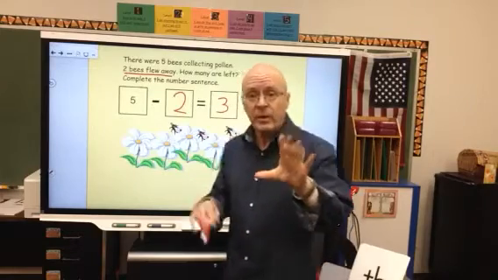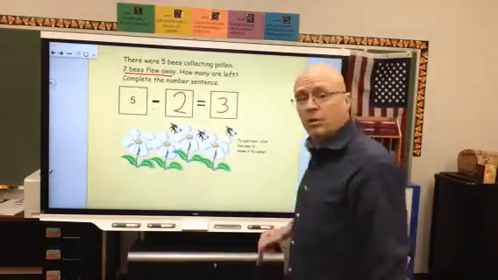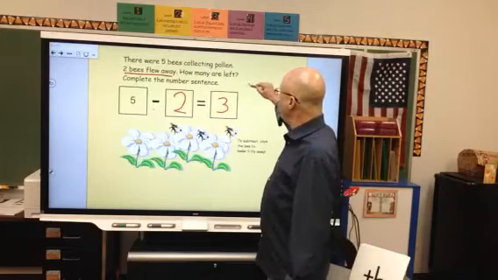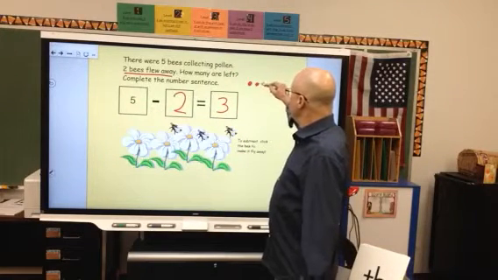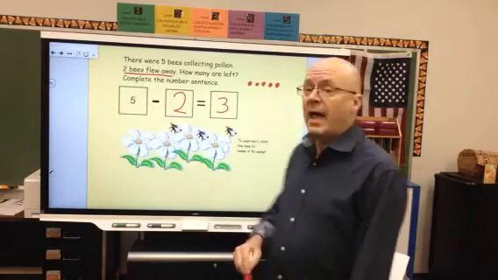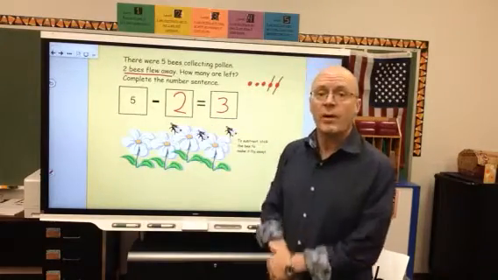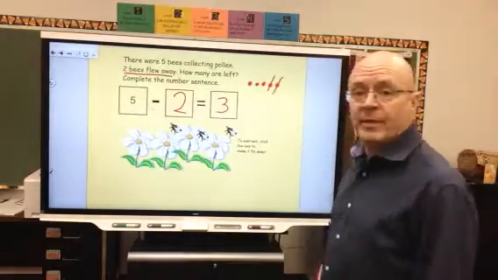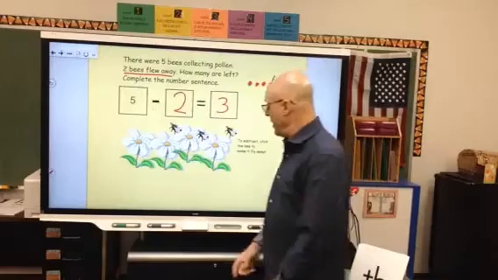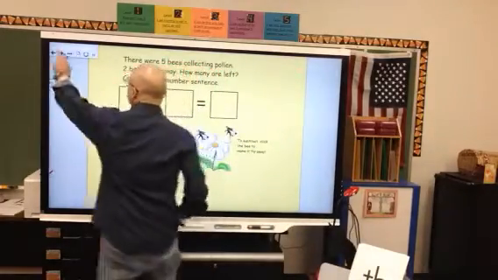Now, if you have a math problem on a page and there's no picture, you can make your own picture. We know we start with 5, so I'm going to make 5 dots. 1, 2, 3, 4, 5, right? And then I'm going to take 2 away. Then you can just draw right through those 2. And then you count how many are left. 1, 2, 3. And that's your answer. See how that works? Let's try another one.